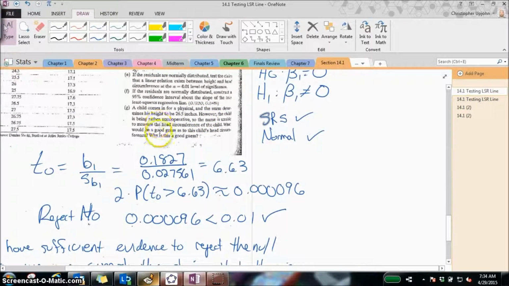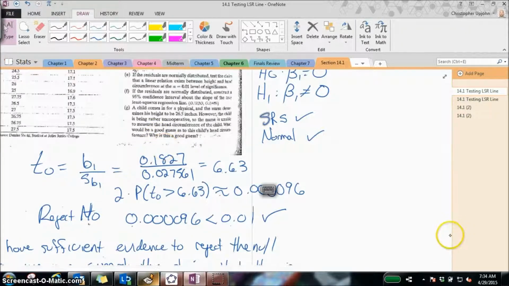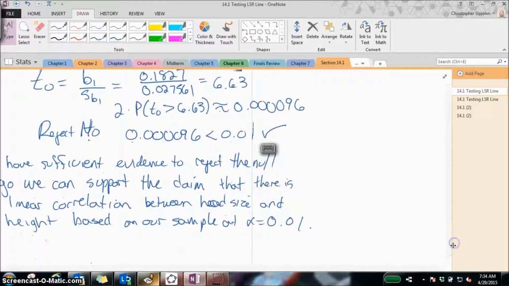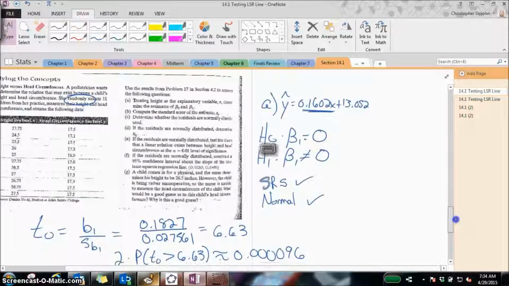All right, a child comes in for a physical, and the nurse determined his height to be 26.5 inches. However, the nurse is unable to measure the head circumference. What would be a good guess for that head circumference? Well, what do we do? We plug 26.5 into our equation. This equation does pretty much work. So we go back up to our equation.